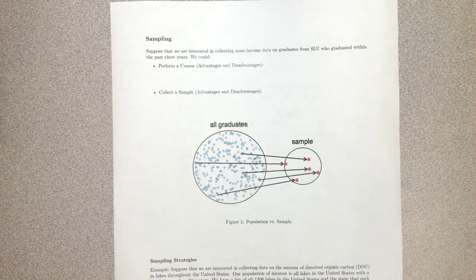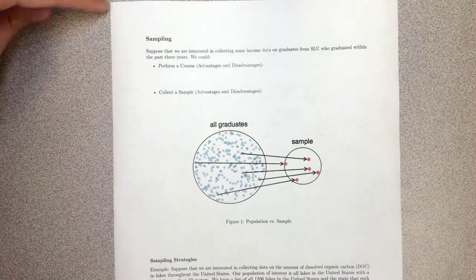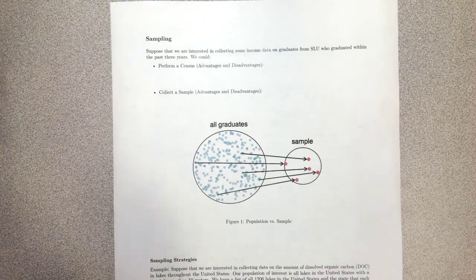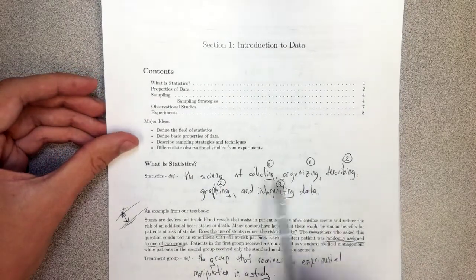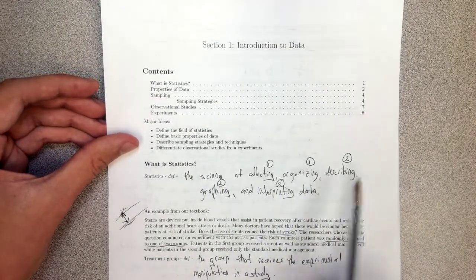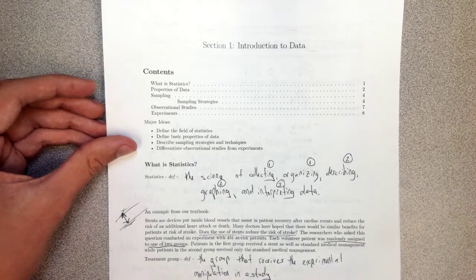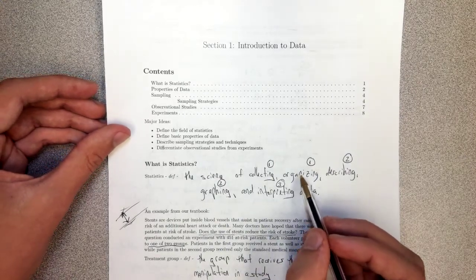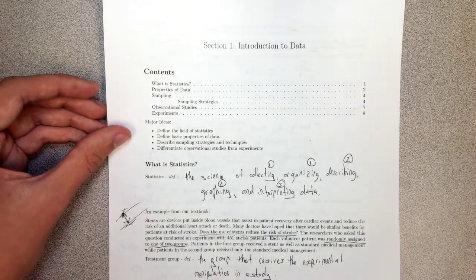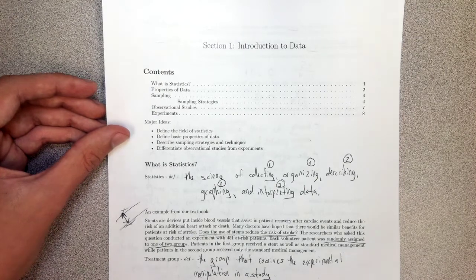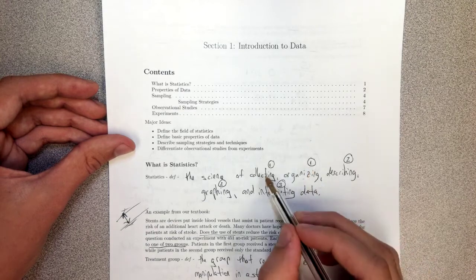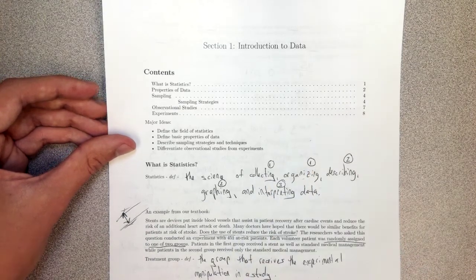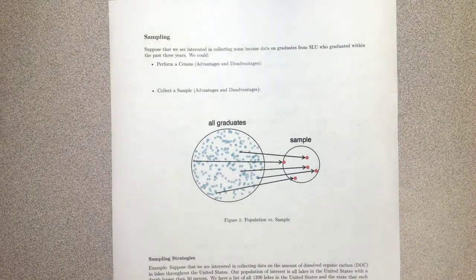Okay, hey everyone. So we're gonna start now talking about sampling. And remember, at the very beginning, we defined statistics as collecting, organizing, describing, graphing, and interpreting data. We're pretty much done talking about organizing. It'll pop up in a few different places throughout the semester, but we're going to move on to collecting data for the rest of this section.